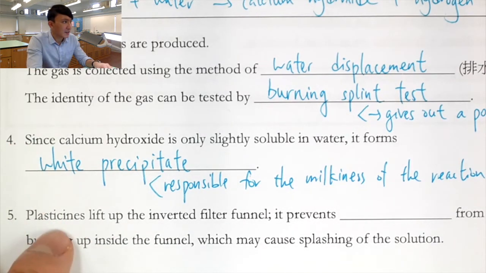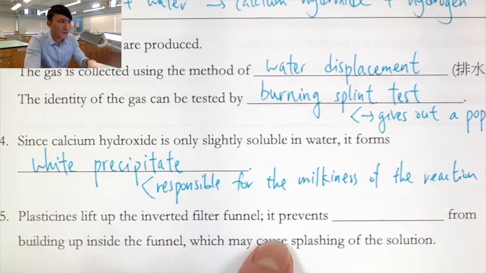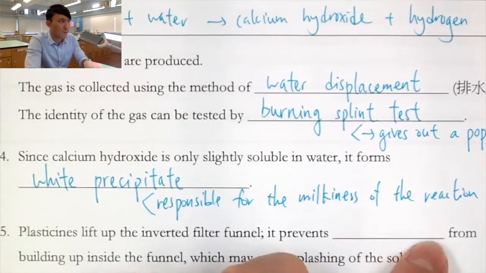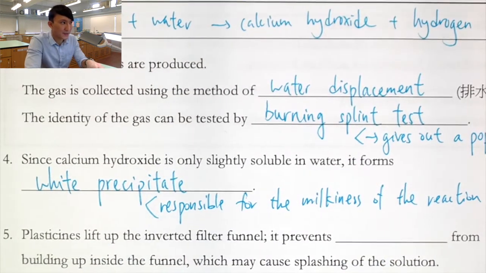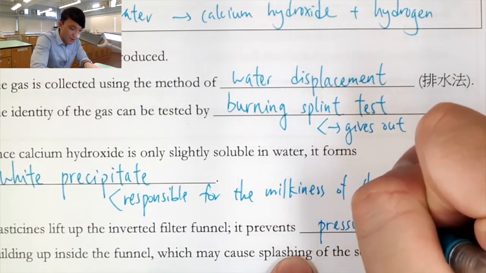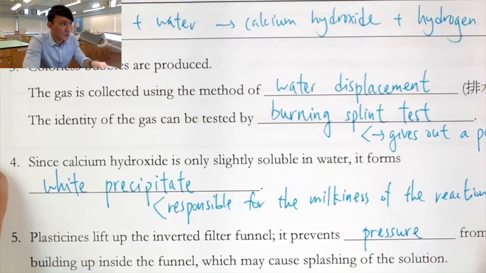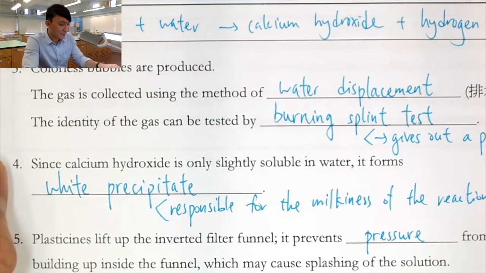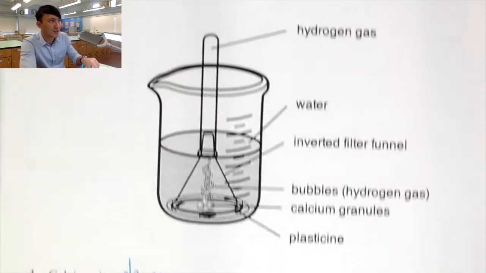And lastly, talking about the purpose of the plasticine. Here, the plasticine lifts up the inverted filter funnel. It prevents the pressure from building up inside the funnel, which may cause splashing of the solution. Okay? So these are all the key concepts related to this experiment.